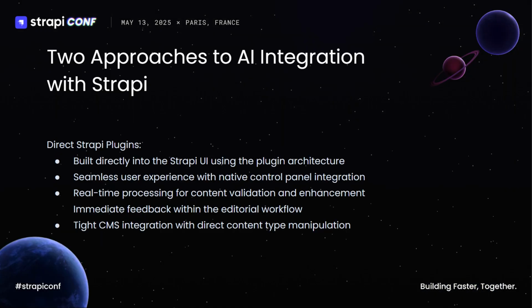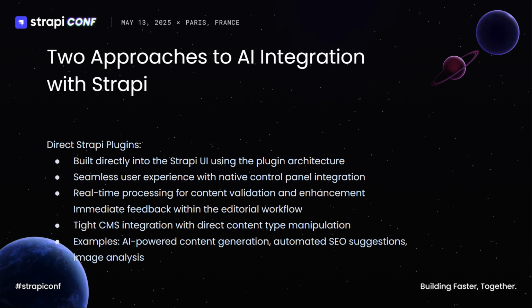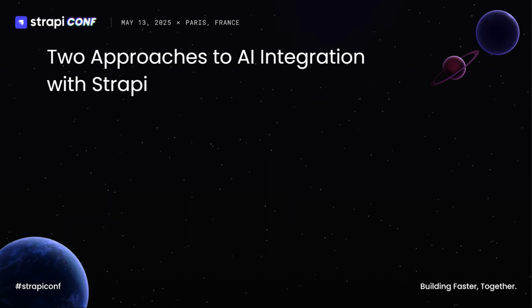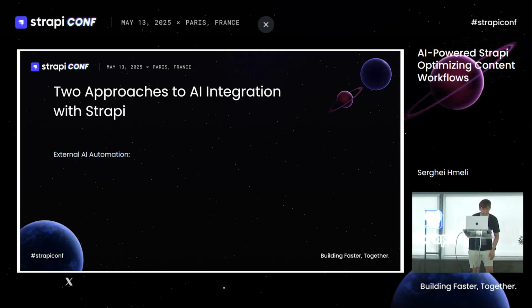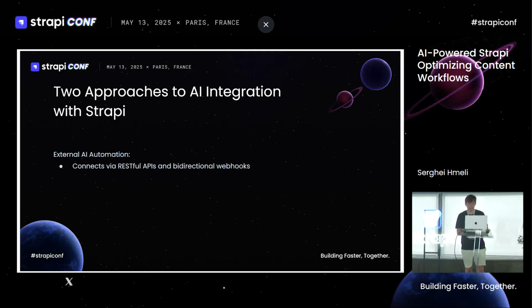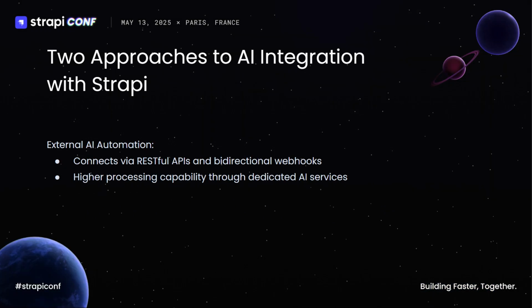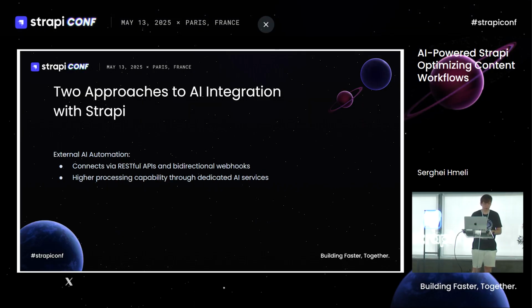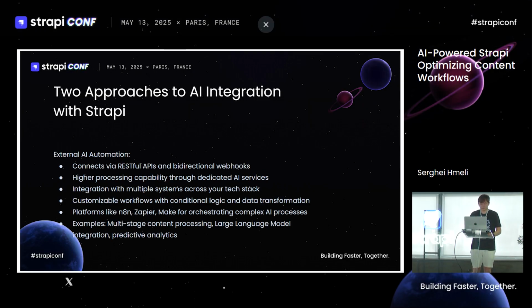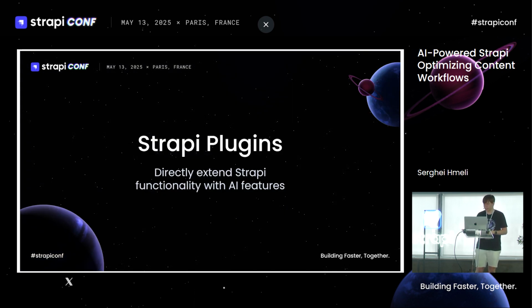And the other approach is to use external AI automation tools like N8N and so on. This is the less direct approach of integrating AI tools, which can still be useful and provides a different approach to solving the same issue. In this talk, I wanted to discuss those two approaches and see the pros and cons of both of them. And yeah, let's start with Strapi plugins.